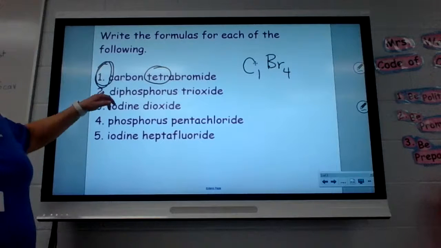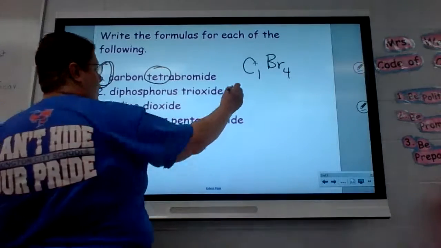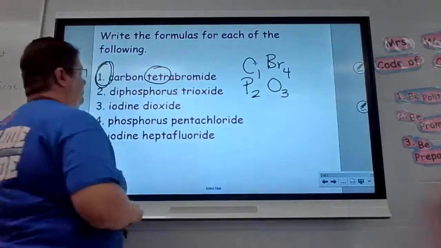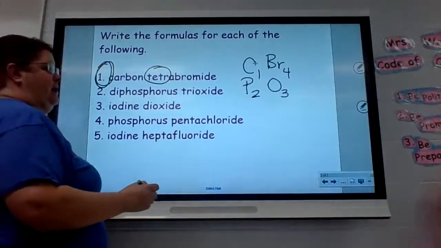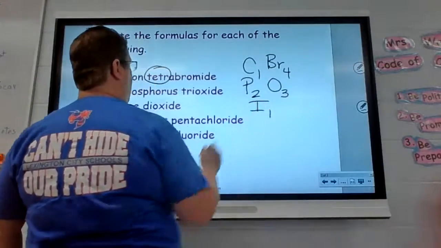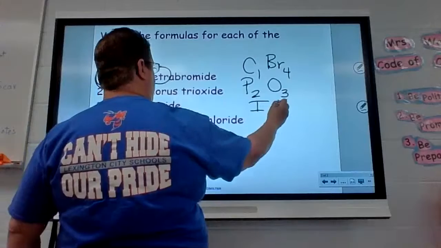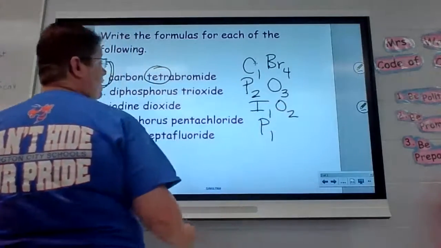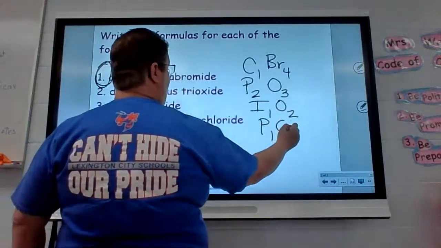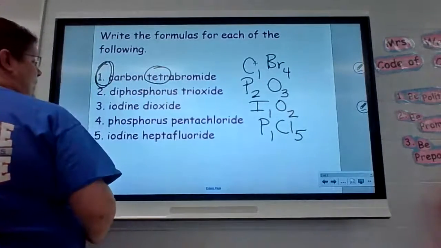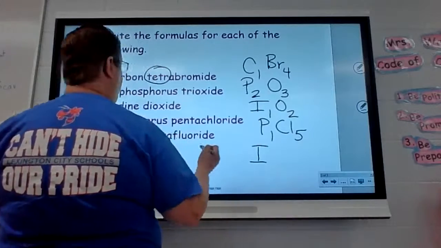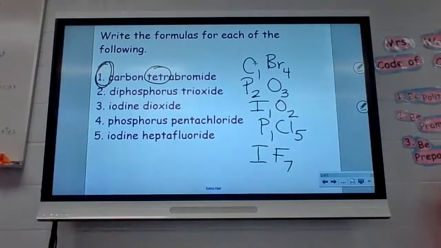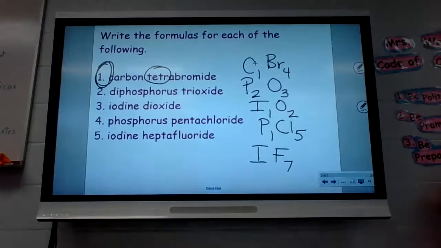All right, diphosphorus means phosphorus has a what? 2. And oxide has a 3. Okay. Iodine has a 1. And oxide has a 2. Phosphorus has a... and chloride has a 5. And iodine has a 1, and fluoride has a 7. Questions? We got the hang of that? Okay.